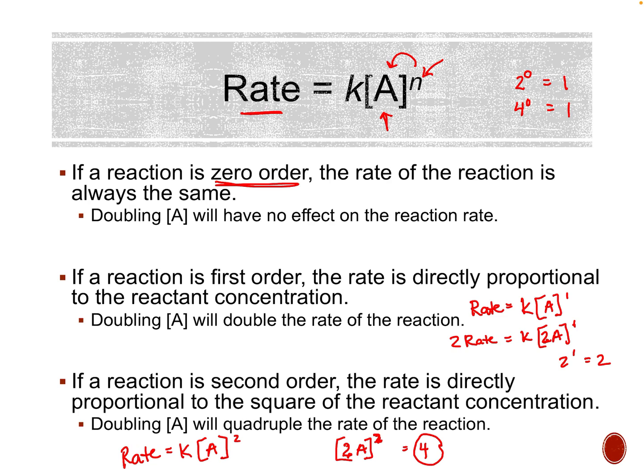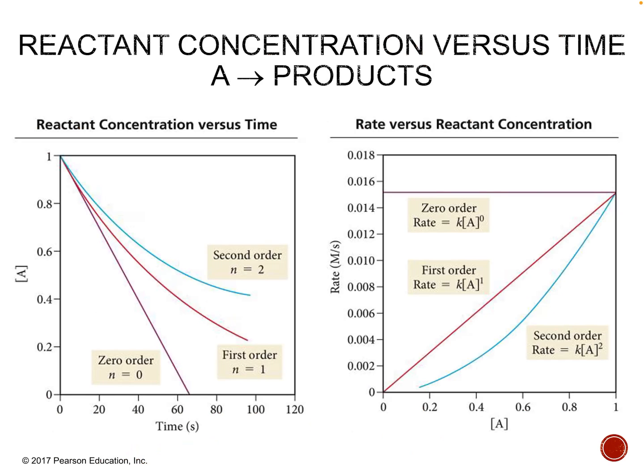So 0 order won't do anything to the rate. First order will be directly proportional. If you double the concentration, you double the rate. If you triple the concentration, you triple the rate. If it's second order, it's proportional to the square. If we double A, then we quadruple our rate. If we tripled our concentration, then it would go up by a factor of 9, because it's 3 squared. So let's look at this graphically.